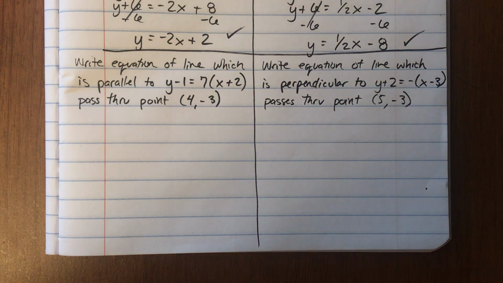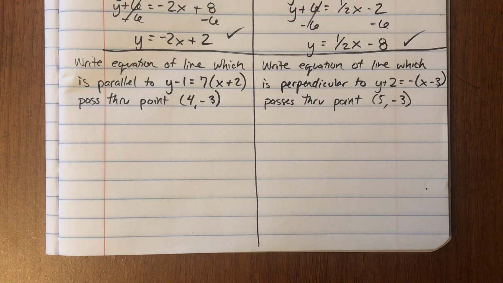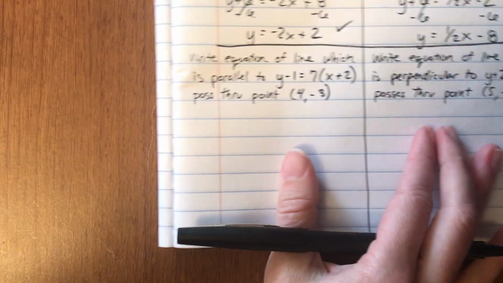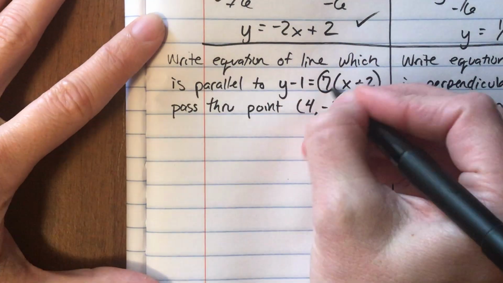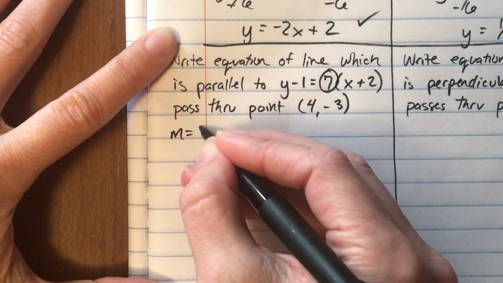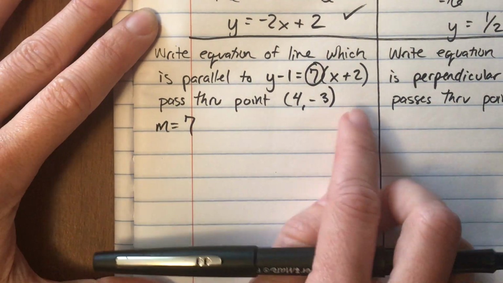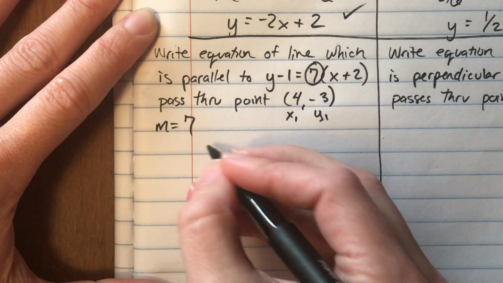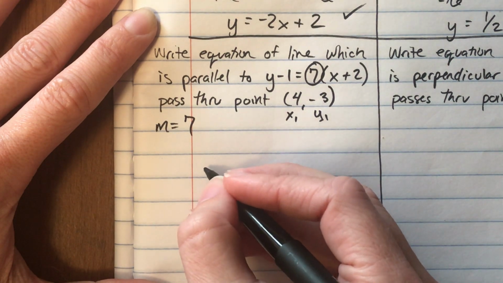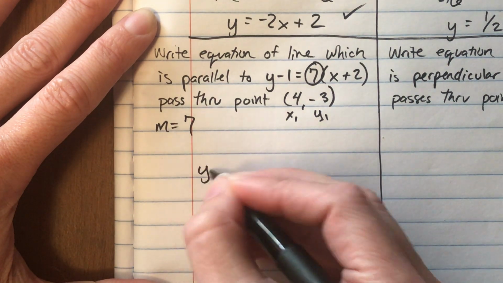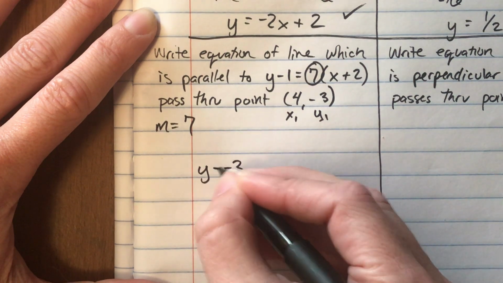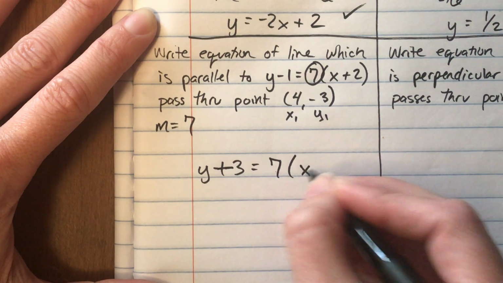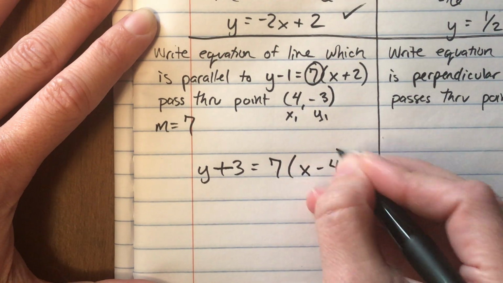All right, so I hope you took a second to pause the video and just give these a try. So let's go through these very quickly. Step 1 is to find the slope. On this first example, the slope is 7. Parallel slope is going to be the same, so my slope is still going to be 7. Here's my point, my x1, y1. We're going to fill this in point slope form. So y minus -3, which becomes +3, is equal to 7 is my slope, and then it's x minus 4.